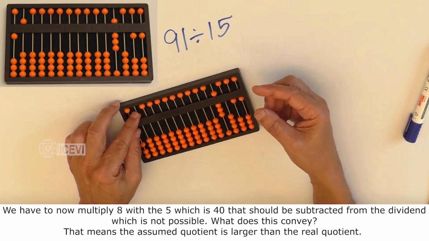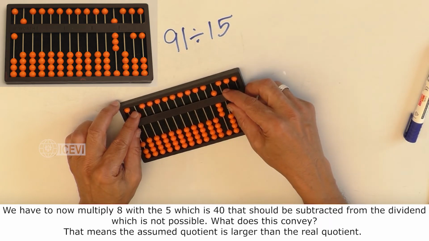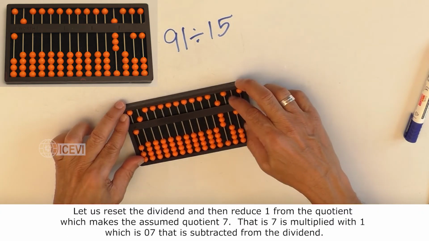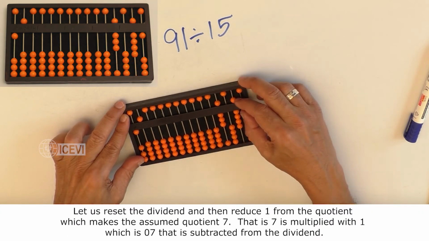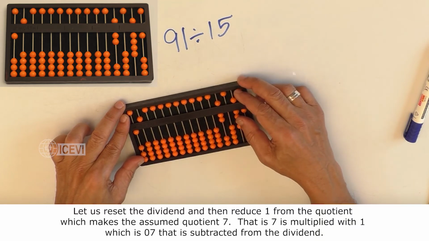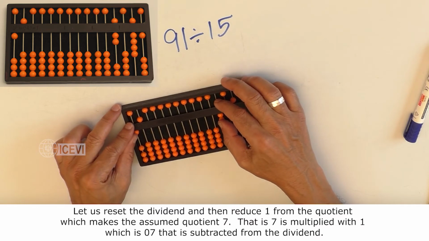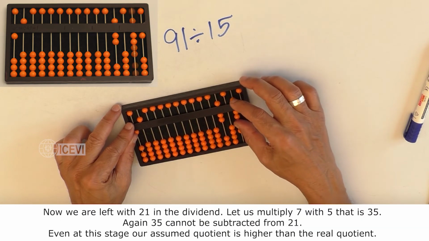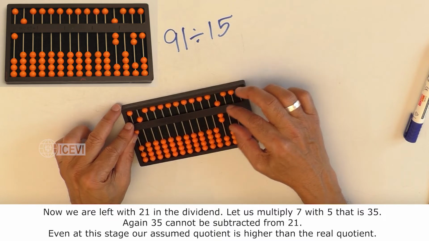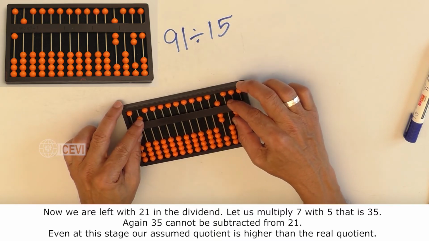What does this convey? That means the assumed quotient is larger than the real quotient. Let us reset the dividend and then reduce 1 from the quotient, making it 7. That is, 7 is multiplied with 1, which is 0, 7, that is subtracted from the dividend. Now you are left with 21 in the dividend. Let us multiply 7 with 5, that is 35.